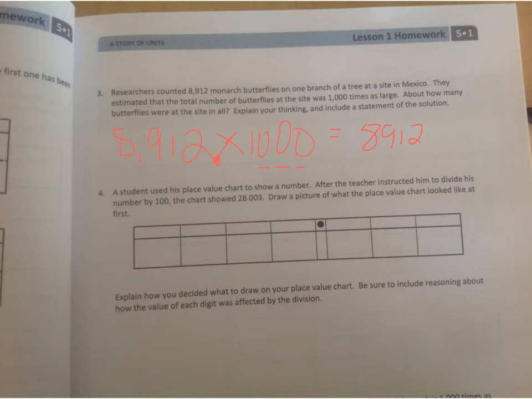So when I move that decimal point 3 places to the right, I do it once, twice, 3 times, and I'm adding on those zeros right there. So now my answer has become 8,912,000 butterflies. And that's my answer. And to explain my thinking, what I'm really going to say is when I multiply, my number becomes larger.